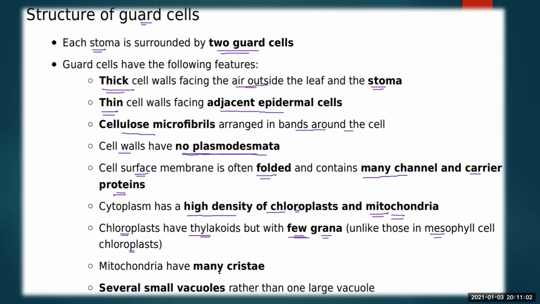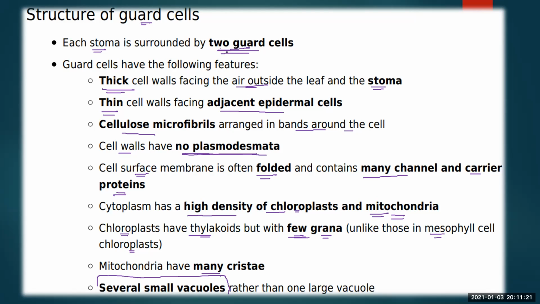Mitochondria have many cristae, right? Then they have several small vacuoles rather than one large vacuole. So that's another difference here. They have vacuoles, but several small vacuoles. They don't have one large vacuole, right? But this is the structure of the guard cells, right?